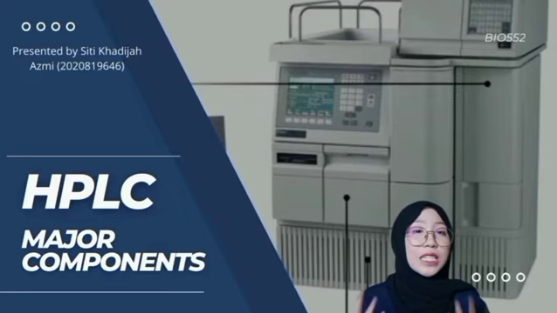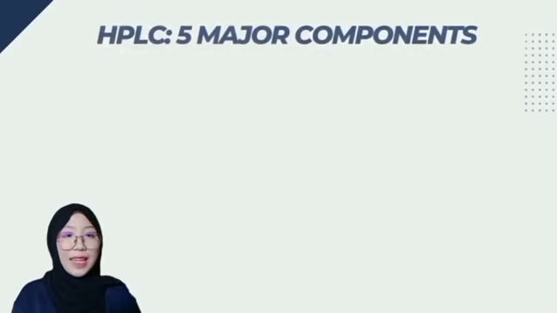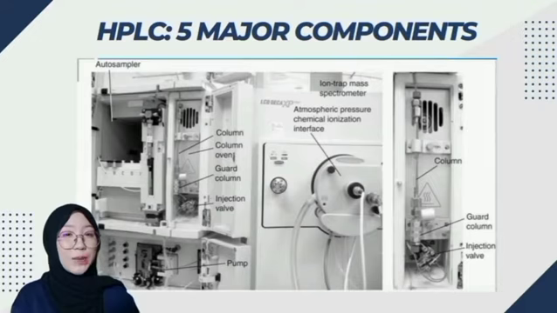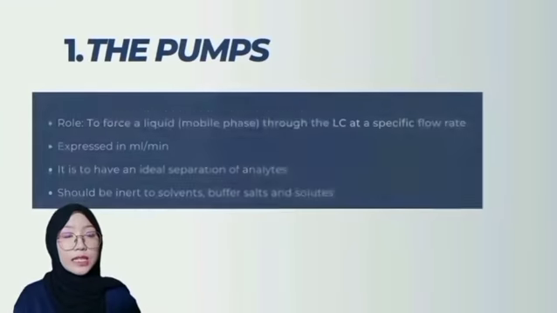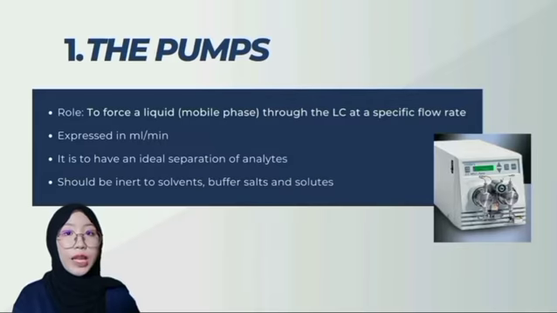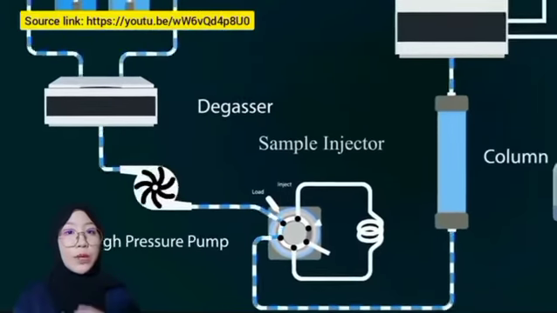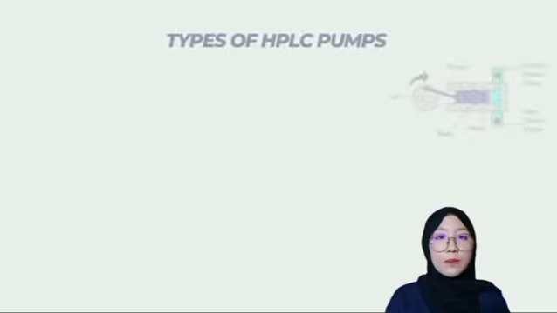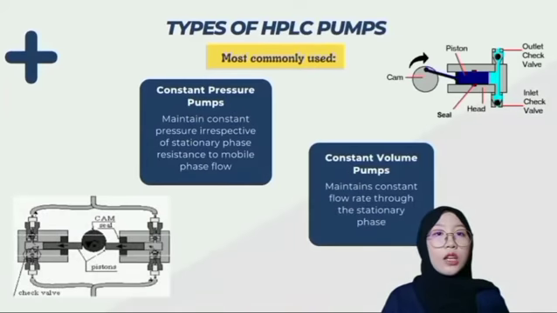So what are the major components of HPLC? There are 5 major components of HPLC, so we will take a look at each component and their functions. Firstly, we have the pumps, which force a liquid called the mobile phase through the liquid chromatograph at a specific flow rate, which is expressed in milliliters per minute. The types of HPLC pumps that are commonly used are constant pressure pumps and also constant volume pumps.